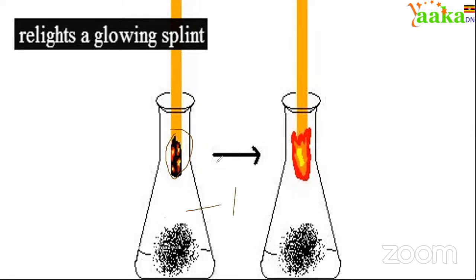and then once you dip your glowing splint into this conical flask that contains oxygen, it relights. This is how you know that there is oxygen in here. The flame will reappear. Then you know that there is oxygen in there. Is that okay? Any questions on that?